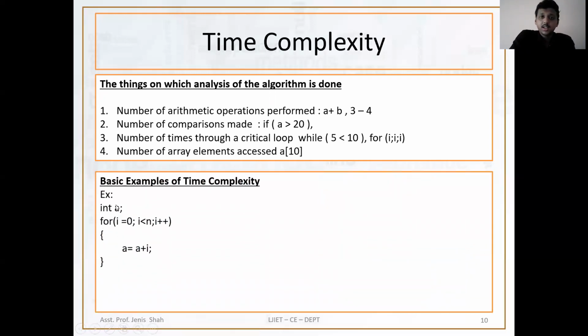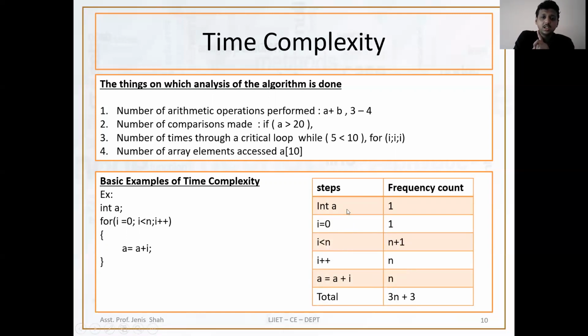Example: taking an example like integer a; for i is equal to 0, i less than n, i plus plus, a is equal to a plus i. Now listen carefully. Integer a is a statement, and for this function we need to calculate the time complexity. Here we take one time for one instruction. So integer a is executed only one time, that means 1. i is equal to 0 is the initialization step of the for loop. It will be executed only one time, that means 1.